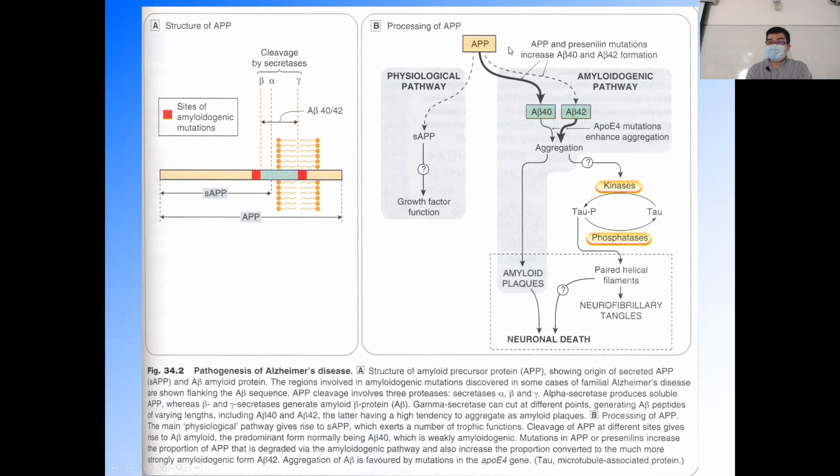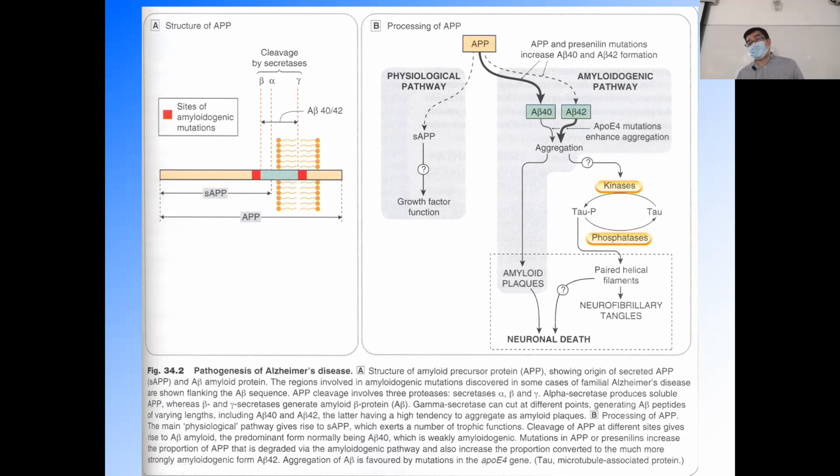Now, depends on how that is processed. It can process to A beta 40 or A beta 42. And actually, A beta 42 is more toxic to the neurons. Now, in the mutation, those patients with the family history, somehow their APP will process into more of this A beta 42. In cells or in neurons, A beta 42 is more toxic to the neurons.